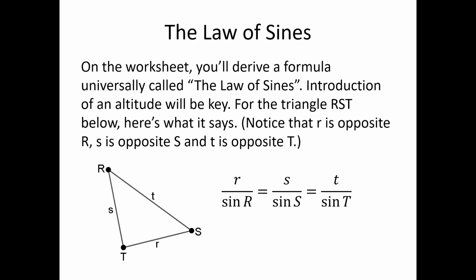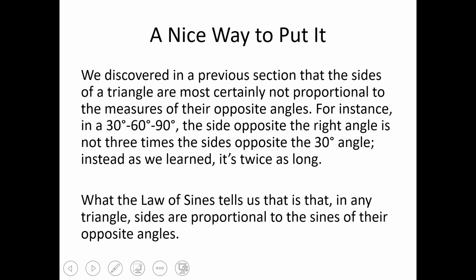So another way to put it is that in any triangle at all, the ratio of a side to the sine of its opposite angle is a constant. It is the same value no matter which side and its opposite angle you have picked. So that is the law of sines, and we're about to see how it's used.